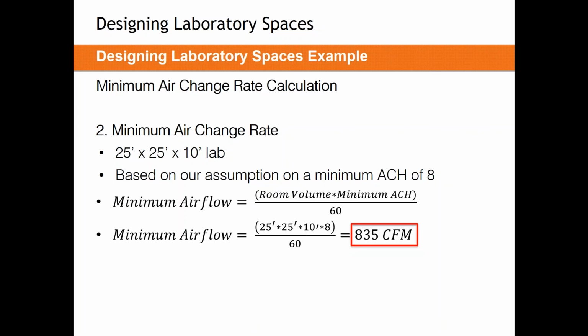Let's look at the second issue here, our minimum air change rate. Remember, our lab's 25 by 25 by 10. We're using 8 air changes. So if we calculate our room volume, multiply by our minimum air change rate, divide it by 60 to get our units correct, we're going to need a minimum of 835 CFM. Now, a negatively pressurized space has its air change rate determined by its exhaust.